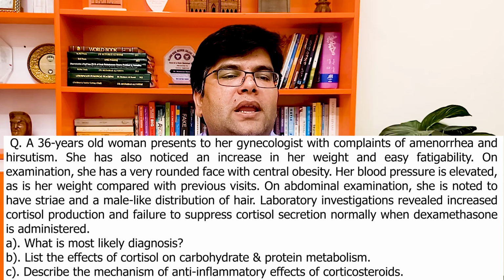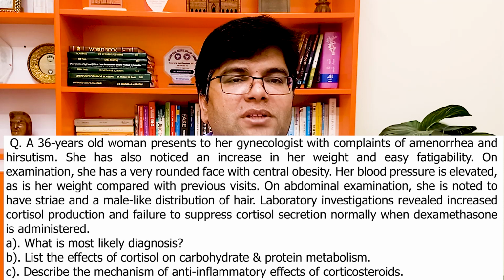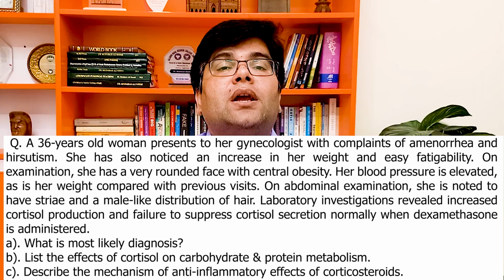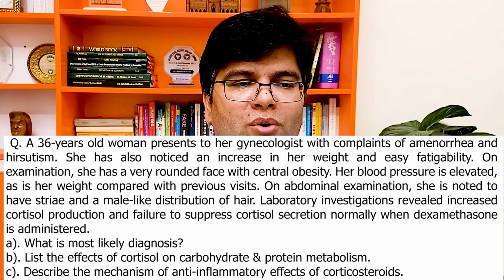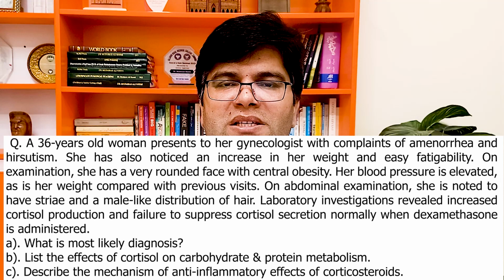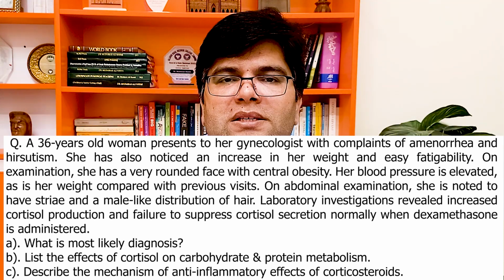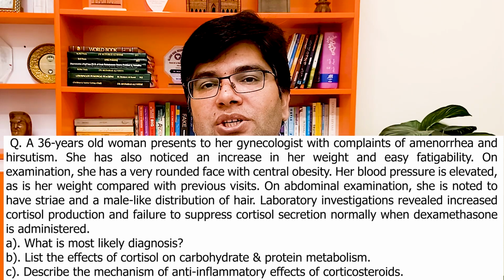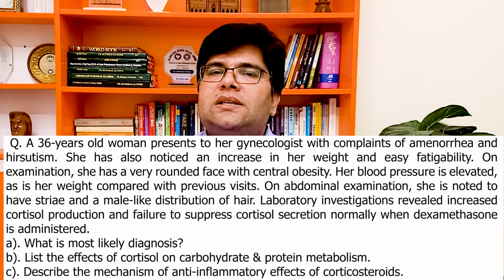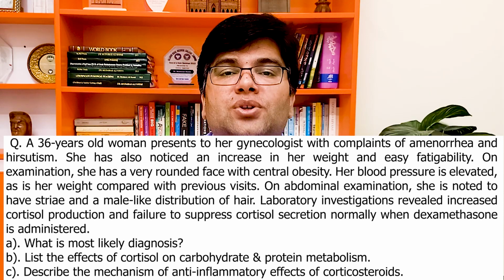Laboratory investigation revealed increased cortisol production and failure to suppress cortisol secretion normally when dexamethasone is administered. What is most likely diagnosis? The answer is Cushing syndrome. It is important to note that when you give high dose of dexamethasone, if it suppresses ACTH secretion from the anterior pituitary and cortisol secretion from the adrenal cortex, then this is Cushing disease. But in case of Cushing syndrome, for example, if there is primary adrenal hyperplasia, in this case, even high dose of dexamethasone will not be able to suppress the cortisol secretion.